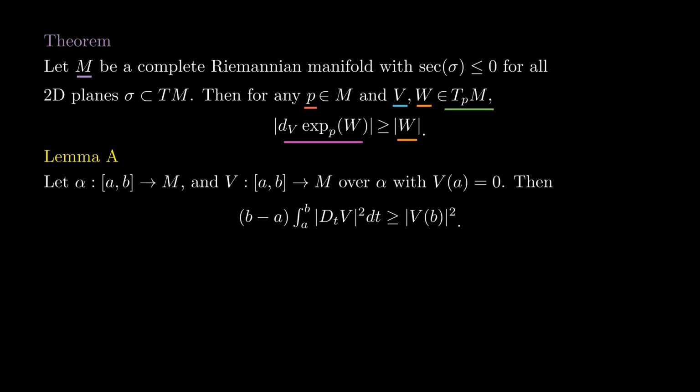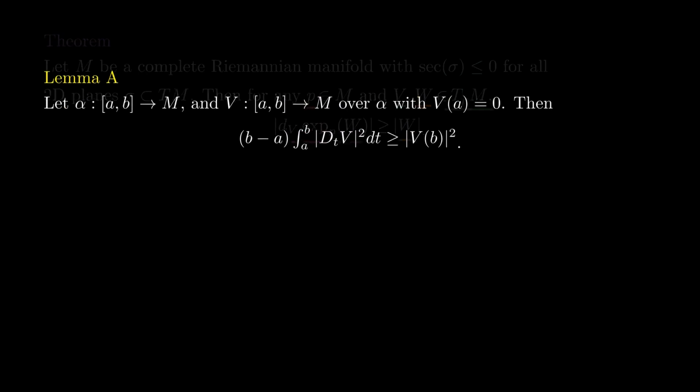If we have a smooth curve alpha and a vector field v along alpha that is 0 at the initial point, then (b minus a) times the integral of the length of the covariant derivative of v squared is at least the final length of v squared. This will be a simple application of the Cauchy-Schwarz inequality.